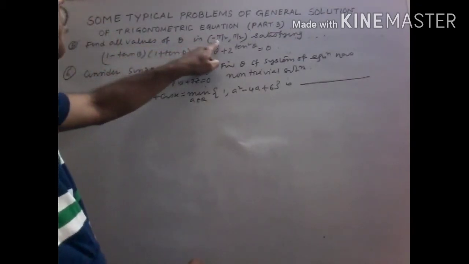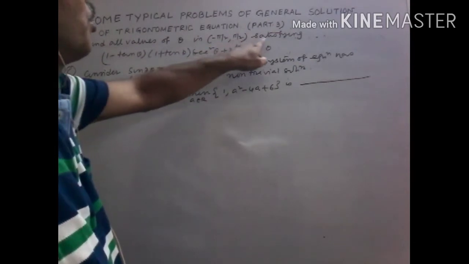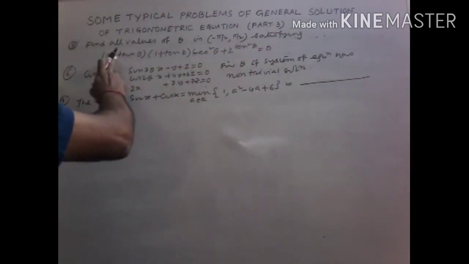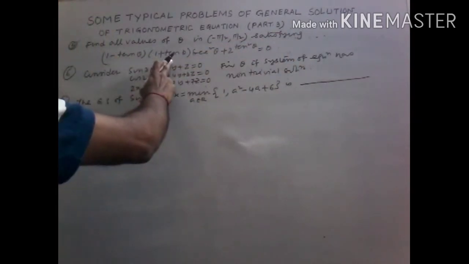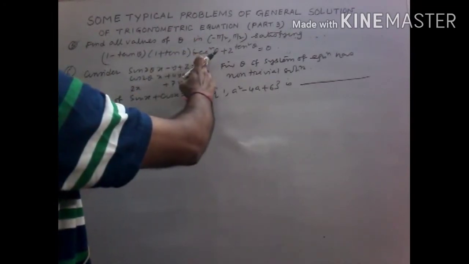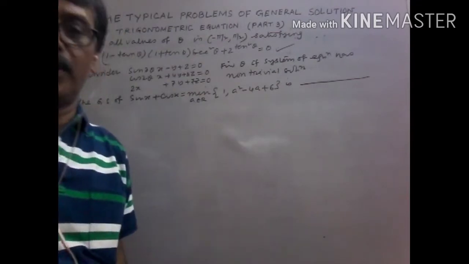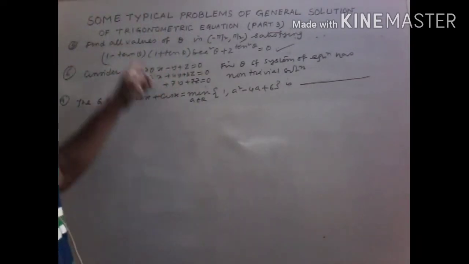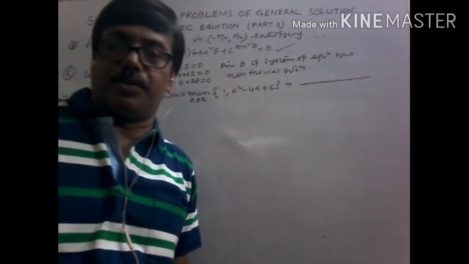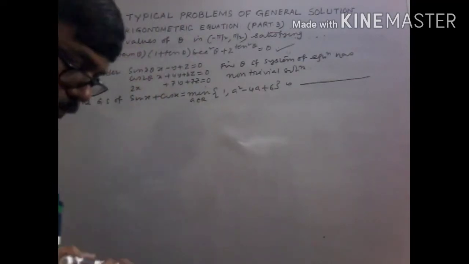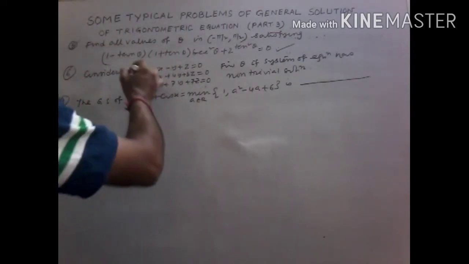Find all values of theta in minus pi by 2 to plus pi by 2, satisfying (1 minus tan theta)(1 plus tan theta) sec square theta plus 2 to the power tan square theta equals 0. So the solution lies in minus pi by 2 to pi by 2. So what is our equation?